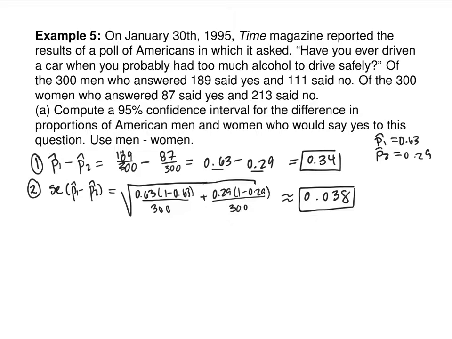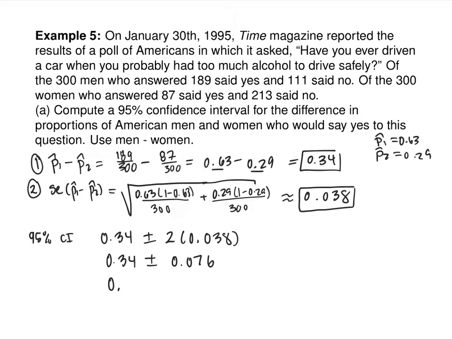So now our 95% confidence interval is given by the sample statistic, which is 0.34, plus or minus the multiplier, which is 2, times 0.038. So that's 0.34 plus or minus 0.076, or 0.264 to 0.416, which you could also express as a percent, 26.4% to 41.6%.